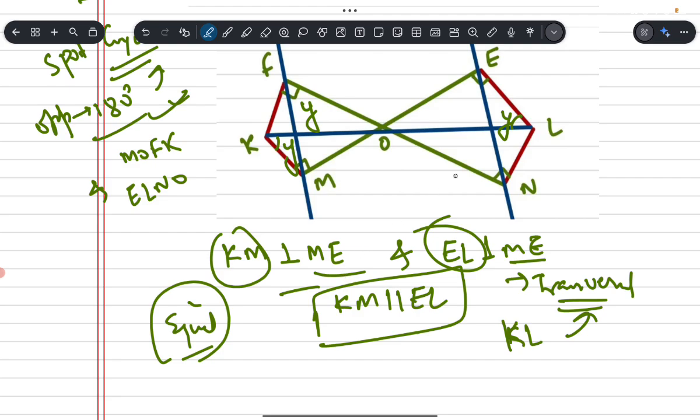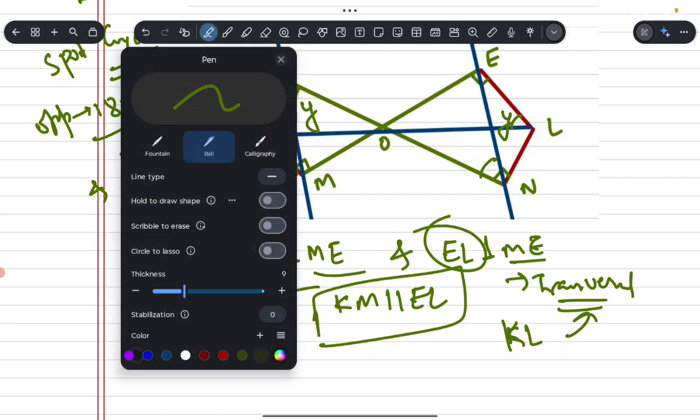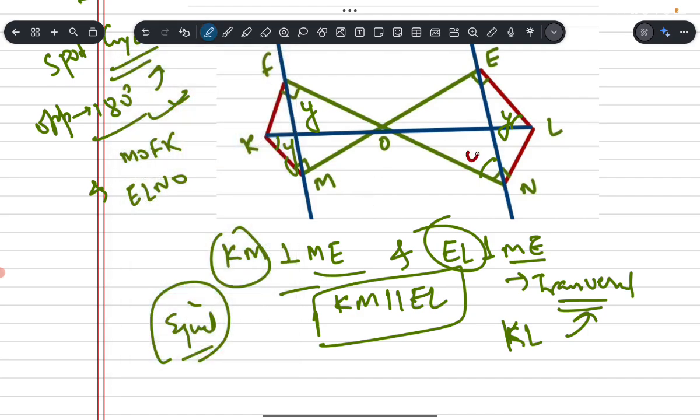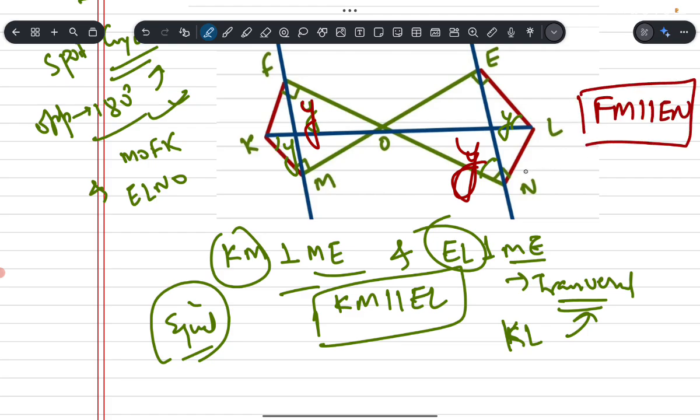Perfect. Now observe, using the theorem, in this quadrilateral, which is also cyclic, I can say that this angle is also Y, right? This angle is also Y. Why? Because both of them are subtended by the same common chord, that is EO. So we have proven that this angle is equal to this. And that is what we needed to do in order to prove that FM is parallel to EN. And we're done with the problem.